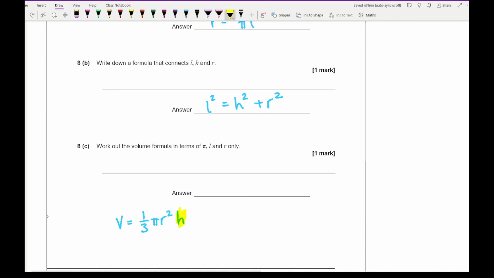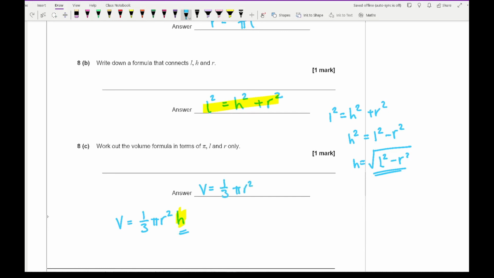So looking at this answer from part b, we've got L squared equals h squared plus r squared. Rearranging, we've got h squared equals L squared minus r squared. So h therefore equals the square root of L squared minus r squared. If I then replace this into this, I end up with V equals a third pi r squared, and then replacing h with this, we end up with the square root of L squared minus r squared. Let's just put a roof on that square root, and there is our final answer.